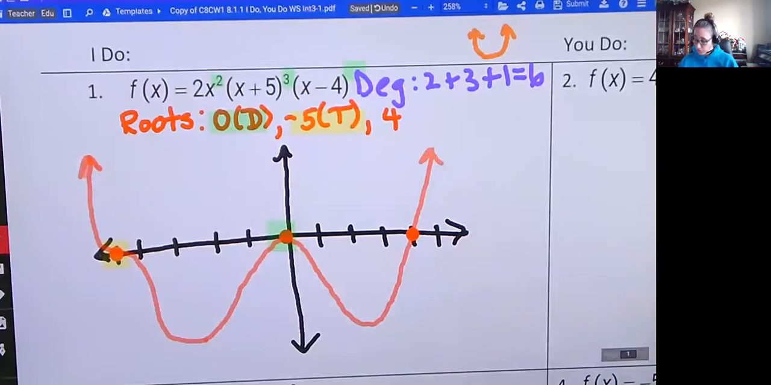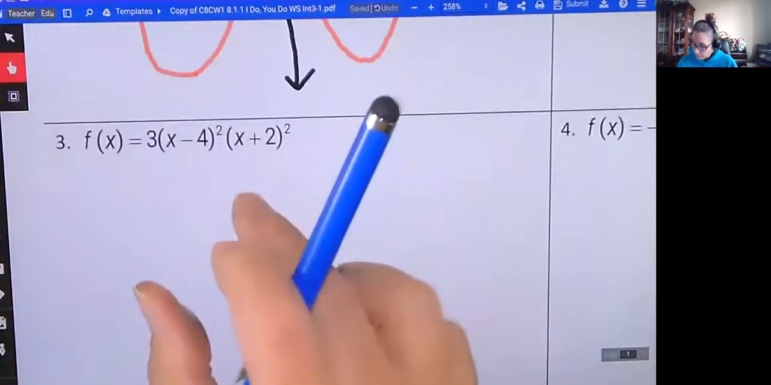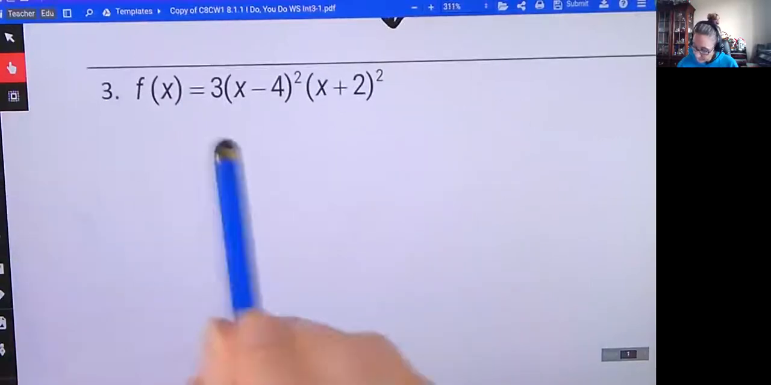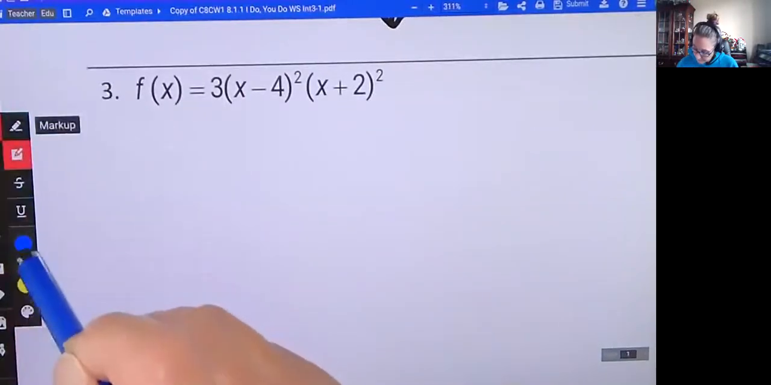Okay, so your number 2 will be very similar. So if you want to pause and do 2 if you didn't do it during class. I'm going to now do number 3. Okay, so on number 3, again, I want to look at the degree here.